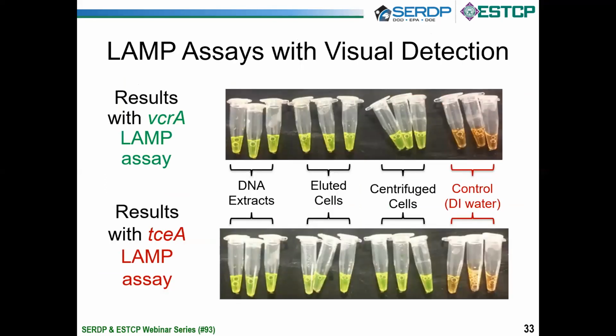This approach was tested using both the VCRA and TCEA LAMP assays. Positive detections, as shown in green, were noted in different types of samples, including DNA extracts shown on the left, filter-eluted cells, as well as centrifuge cells. And then, as expected, the controls did not change color.